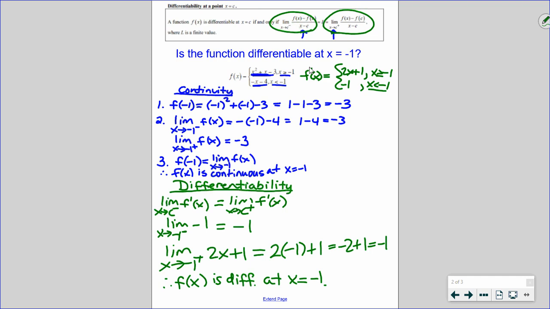But you guys, don't assume that because the function is continuous that it is also differentiable. Because remember, we learned that differentiability implies continuity, but not the other way around. Continuity does not imply differentiability because you could have a sharp corner in the graph. Absolute value function is an example, okay? The graph of absolute value of x is continuous, but it's not differentiable at the sharp corner, okay?